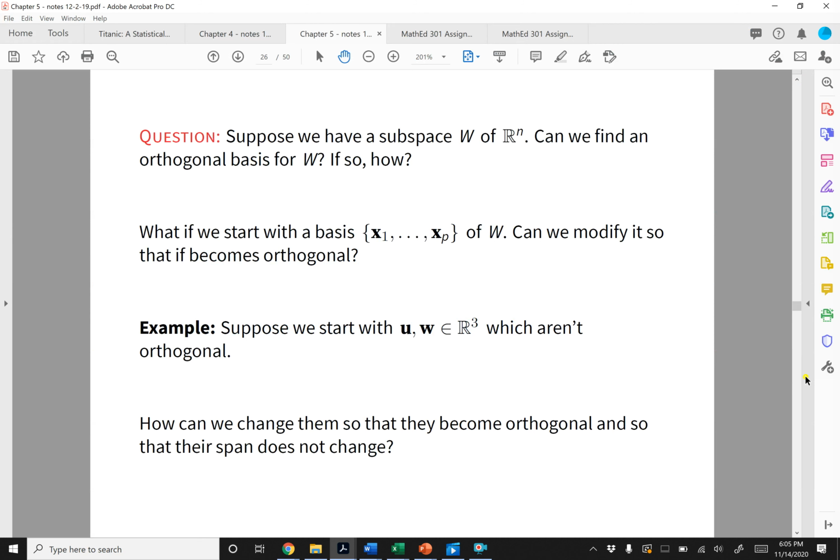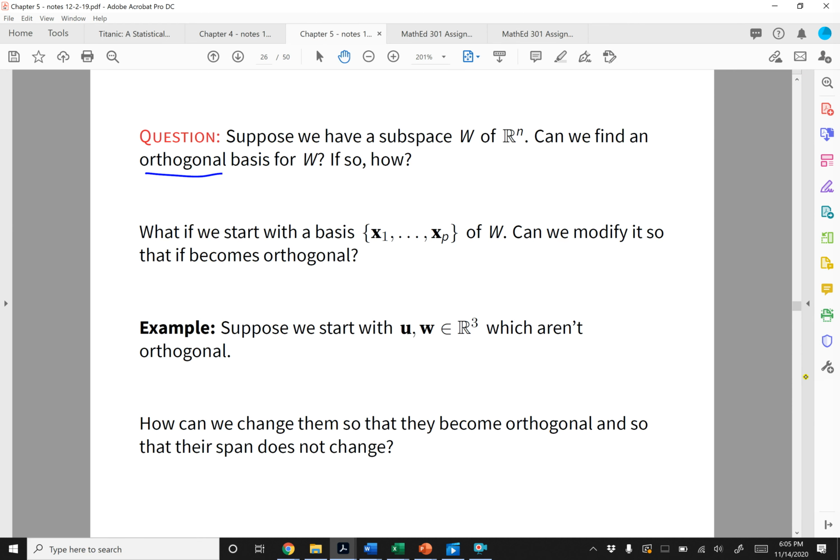Okay, so the big question is, if we have a subspace W, can we find an orthogonal basis for W? Often we have a basis, but it's not orthogonalized, and as we saw in the last couple sections, there are a lot of nice advantages if you have an orthogonal or an orthonormal basis. So if we don't have one, is there a way to get one? That's the process we're going to learn. It's called the Gram-Schmidt orthogonalization.